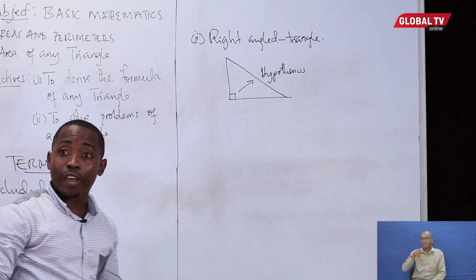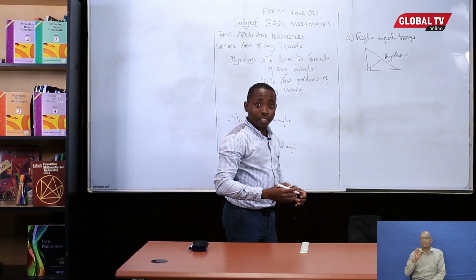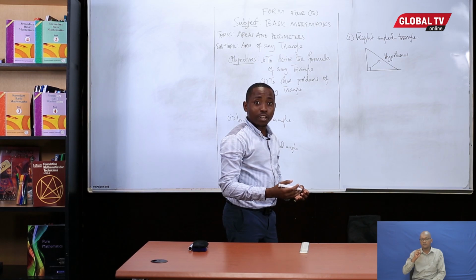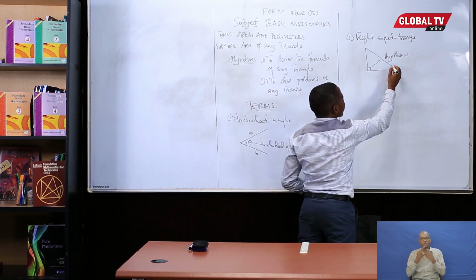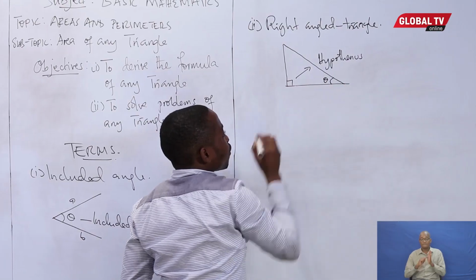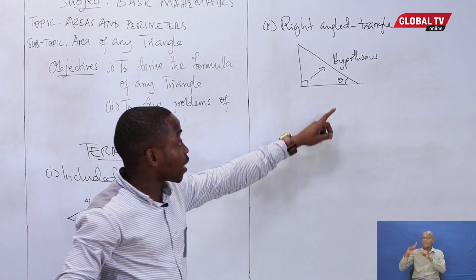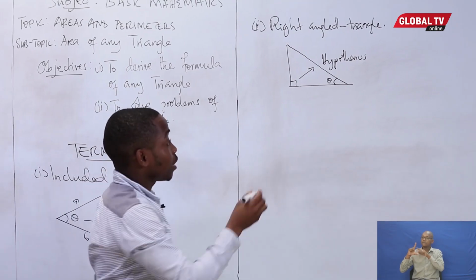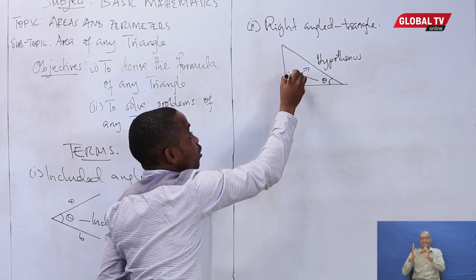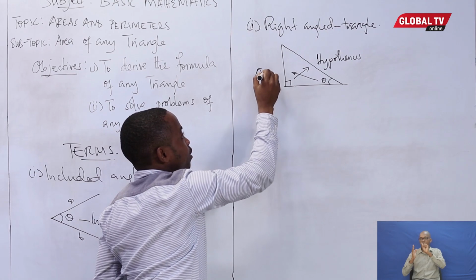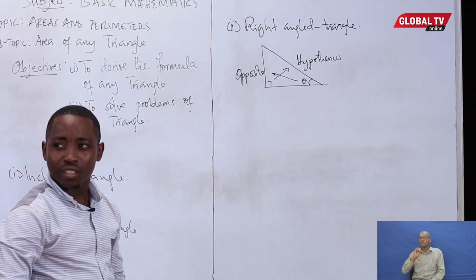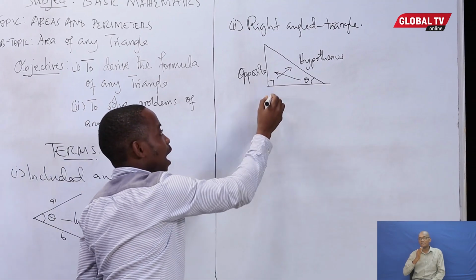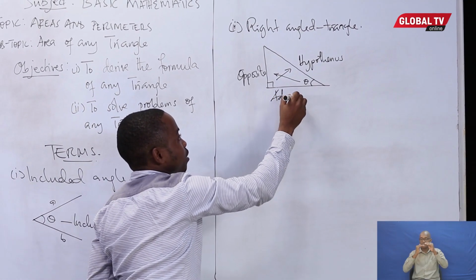And the other two legs are known by their names according to the angle that we're talking about. For example, our angle in this right-angled triangle is this one. Then the side which is faced by this angle, which is not 90 degrees, is known as the opposite side. This is the opposite side. And the remaining, third side is known as the adjacent side.